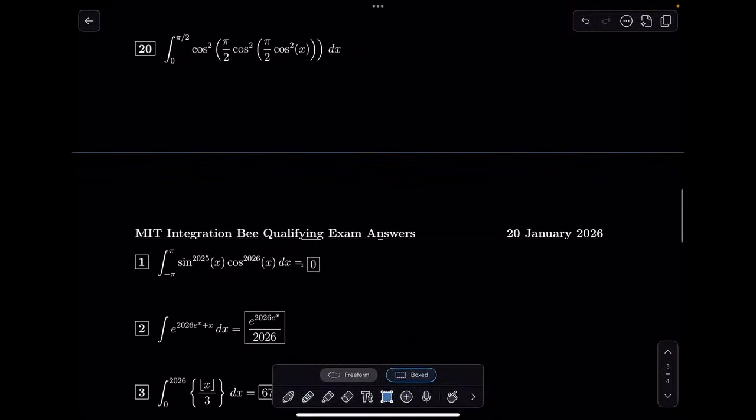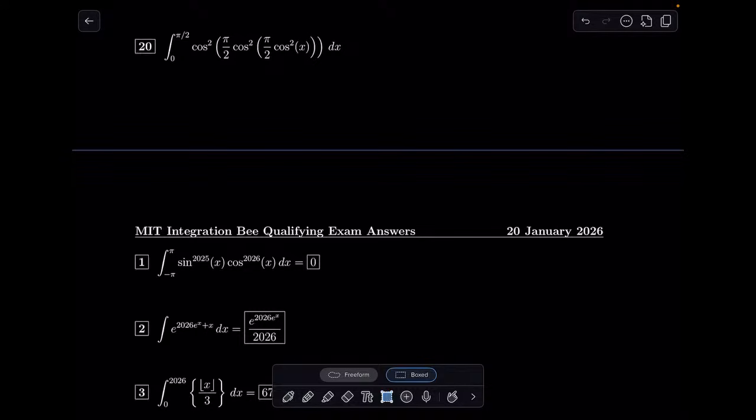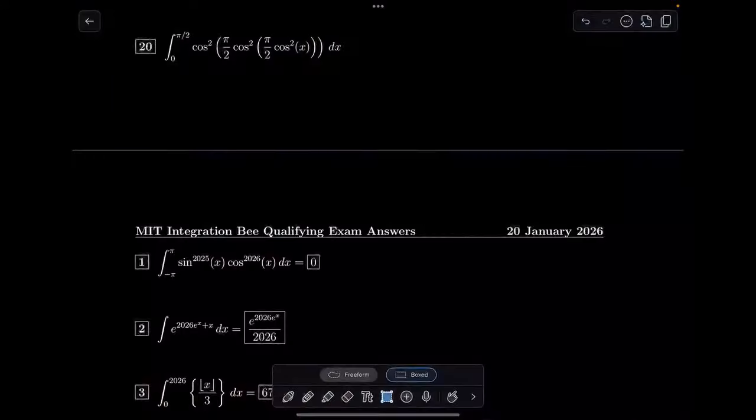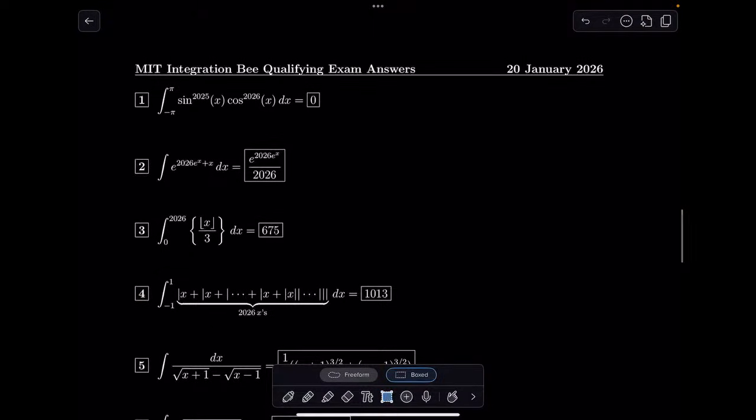1 over 2026 e to the power 2020 e to the power x. Yeah, exactly what we got, right? Yeah, this wasn't a hard problem. Let's go with the next one. I think I will need your help in the next problem.